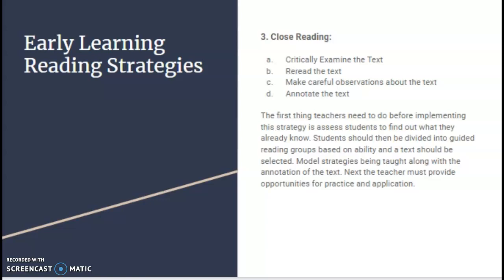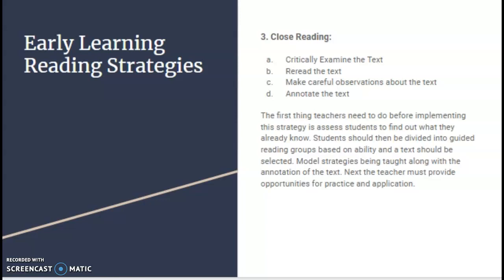The third strategy that I found is called close reading. So it basically is between the student and teacher, the teacher asking students to critically examine the text, reread the text, and make careful observations about the text, and then annotate the text.